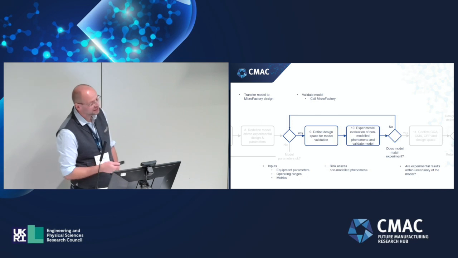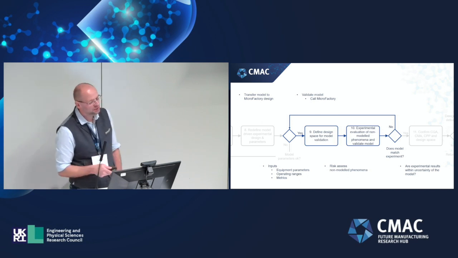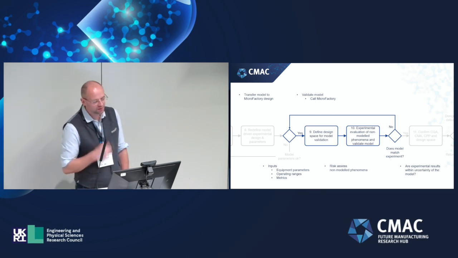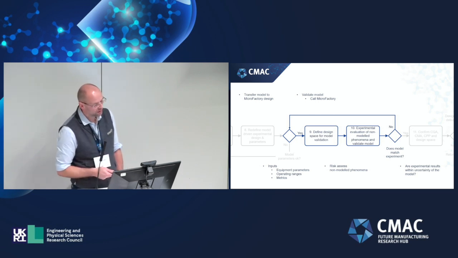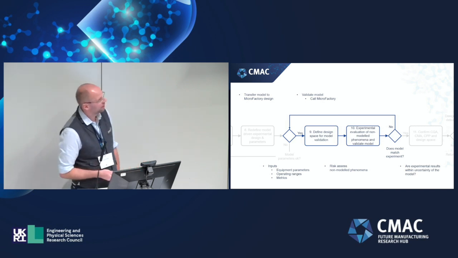So again, we define a design space here for doing that model validation. Now this is important. This is a design space to validate the model. It's not a design space for manufacturing, that we'll cover later on. So we take an input of all the equipment parameters, ranges, we define what that design space is, and again, we're going to call the microfactory to go perform these experiments.